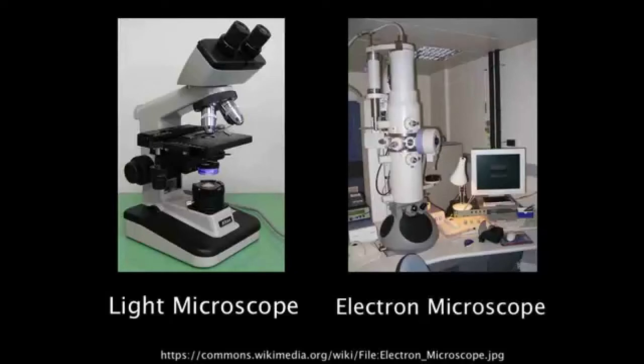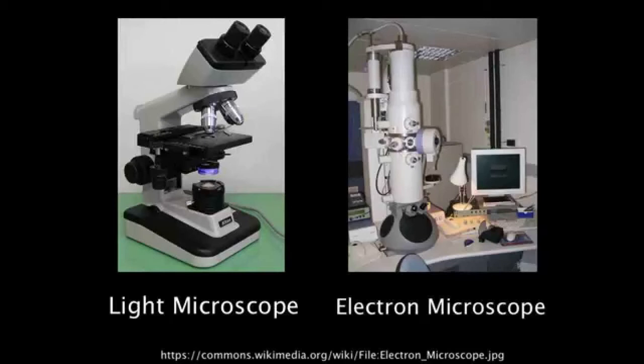Most of the cells are not visible to our naked eyes, so we need to magnify the cells. To magnify the cells, we use a microscope. There are two types of microscopes: one is the compound microscope and the other is the electron microscope. The compound microscope is the type we can see in our school.